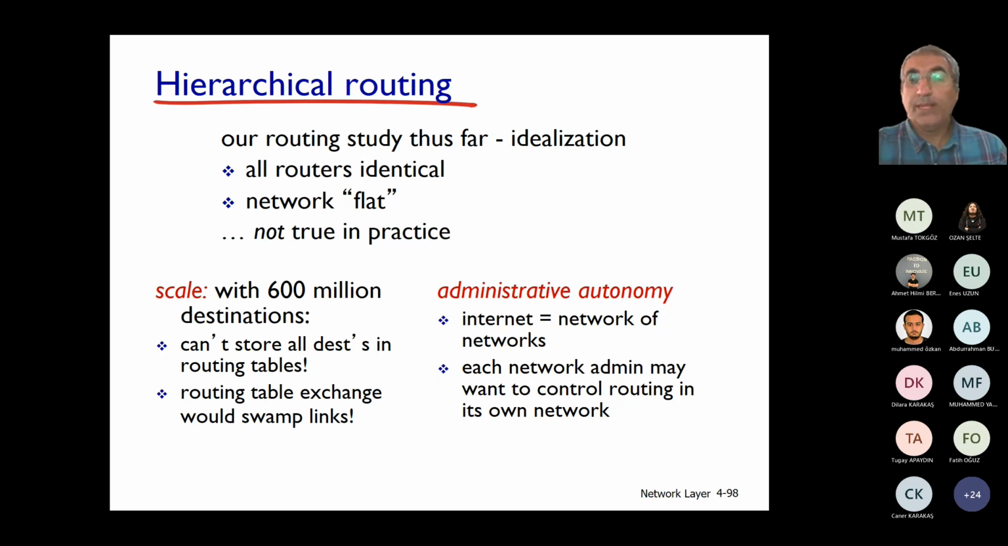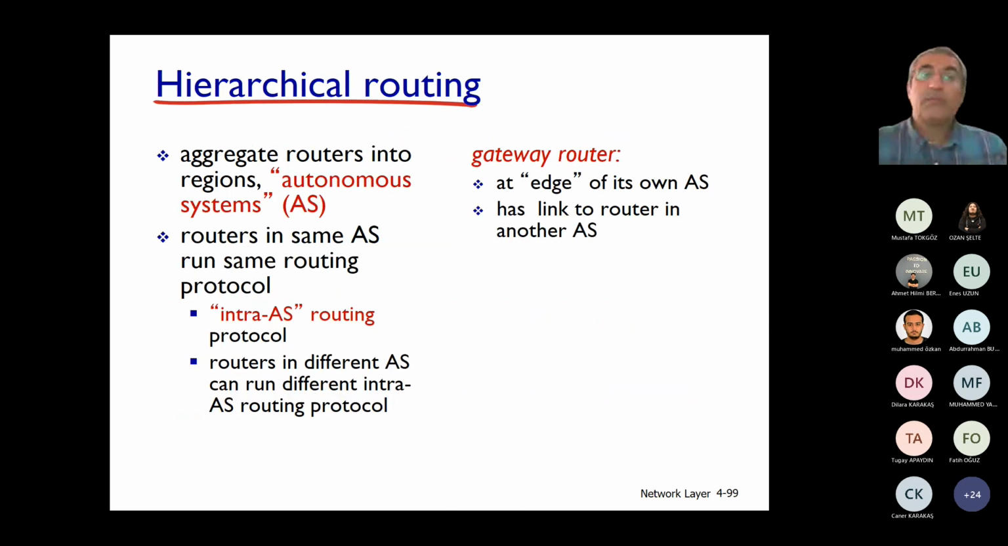Also, the internet, as we said, is a network of networks, and each network admin may want to control routing within their own network. That's why we need to come up with a hierarchical architecture in terms of routing. So we aggregate the routers into regions, which we call autonomous systems, or AS.